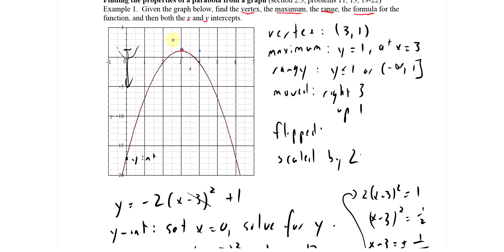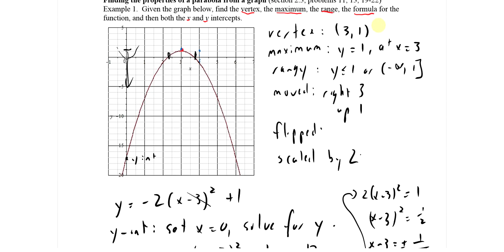And so 1 is here, 1 is here. Note that the vertex is always halfway between the two roots. Right? So 3 plus 1 over square root of 2 gives you one root, 3 minus 1 over square root of 2 gives you the other root, or the x-intercepts. X-intercepts are often called roots. And so this is what we can do.